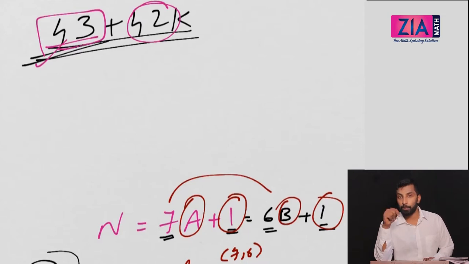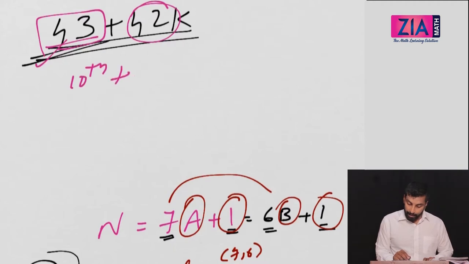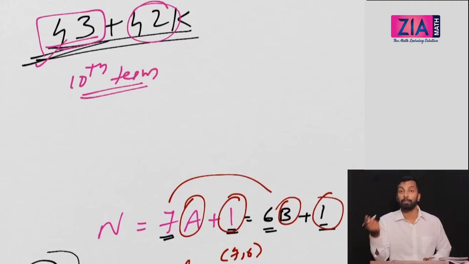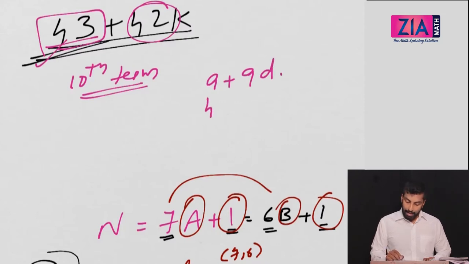So I can ask you the first possible number, I can ask you the 10th possible number, or generalize the nth possible number. So what is that? Nth term of an AP. If this is an AP, I am actually asking you the 10th term of an AP. So how will you find it? 10th term is A plus n minus 1 into D, so A plus 9D. What is A? A is 43. What is D? D is 42. You will get the answer.